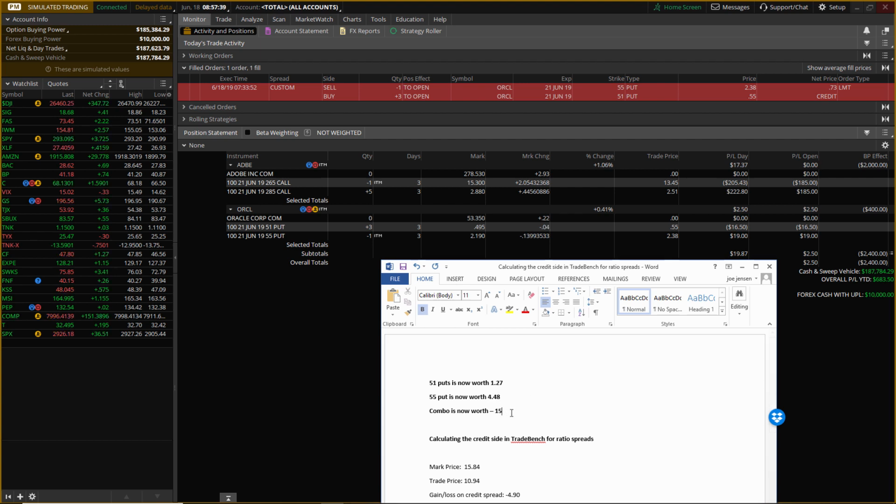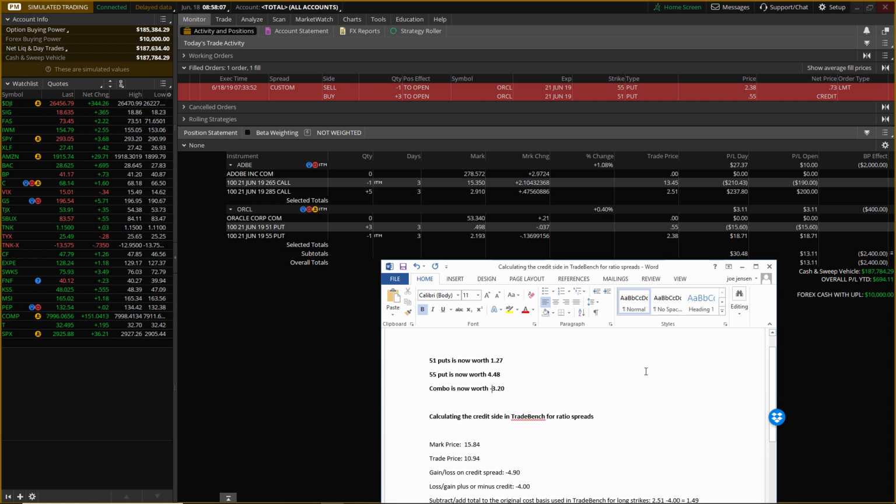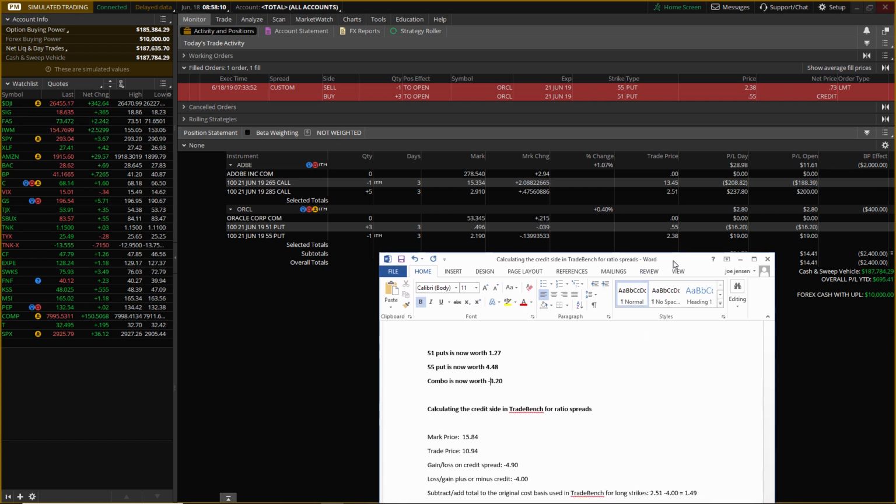So what's the new combo worth? Let's figure it out. We only do one of each because we're just trying to find out what that combo is. 4.48 minus 1.27, $3.20. Now, I can put a minus here because we have to buy it back for $3.20. Guys, that's a lot because we only brought in a 73-cent credit. That's okay because we probably made it up on the long put side. So let's do it a little differently. Let's put in the long puts first, and then we'll come back out here and finish up the spread.